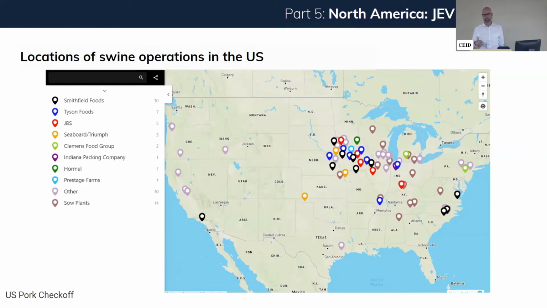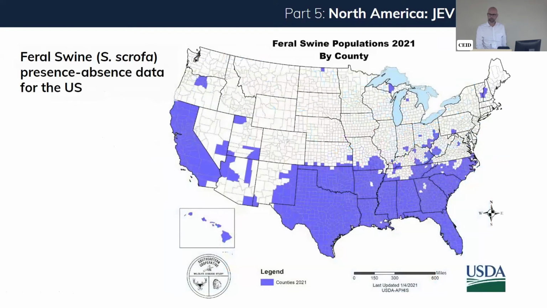And that might help us with things like prioritizing surveillance and interception, or as our Australian colleagues suggested, locating mosquito control in the vicinity of swine operations. Here's where I think much of the resident amplification in North America is likely to occur.